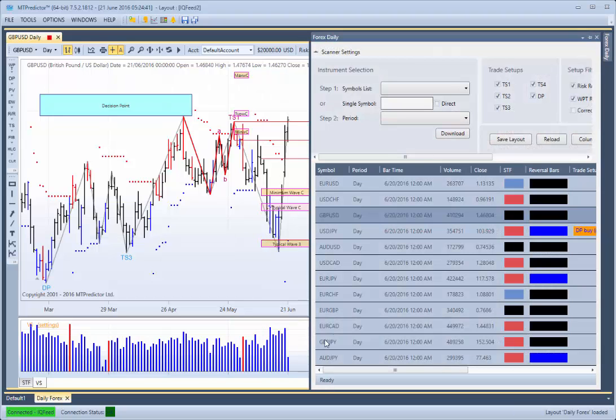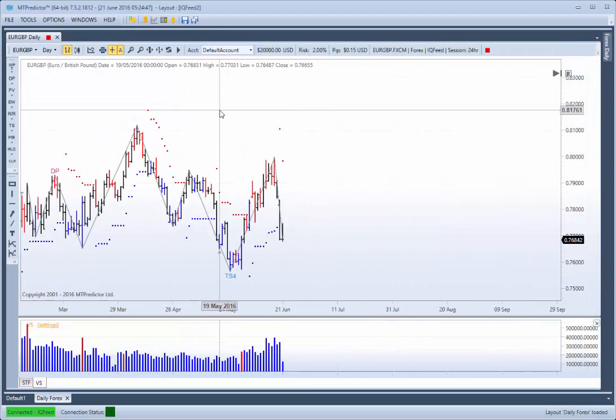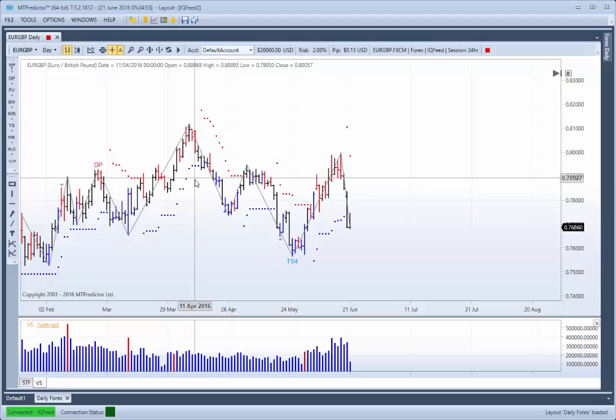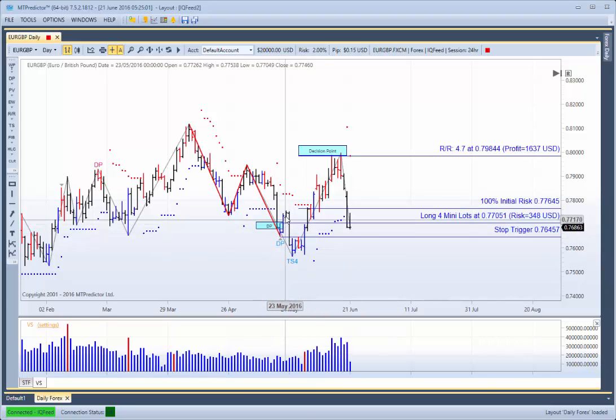Let's change this to another one that I was looking at, which was the Euro GBP, which obviously is another one related directly to Europe, i.e. the Euro and British Pound currency. What I was looking at here was this TS4 buy setup. We had another buy setup a bit earlier here, which actually produced a losing trade.